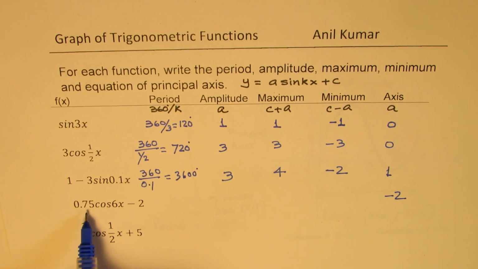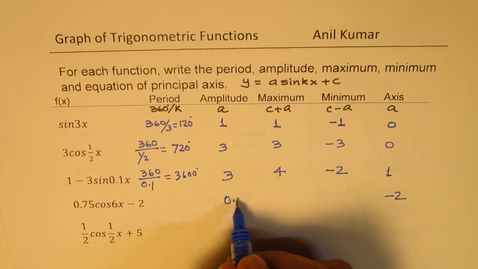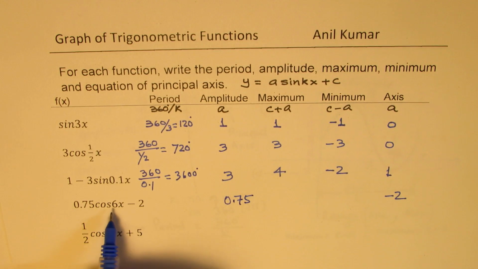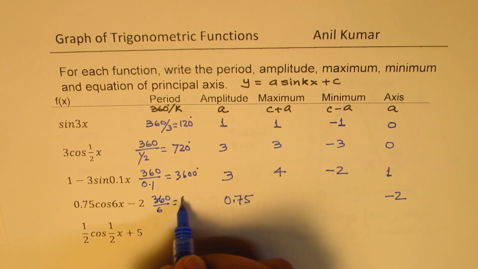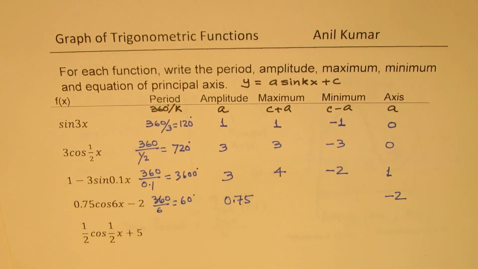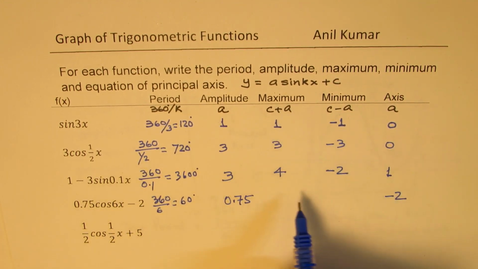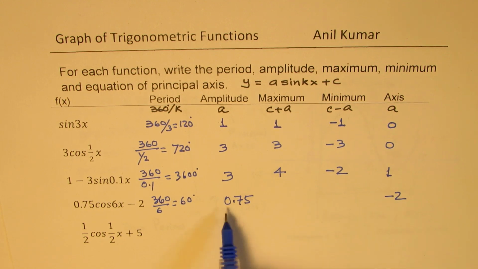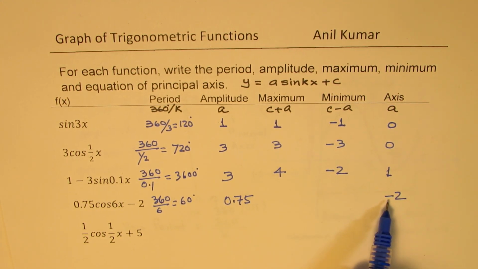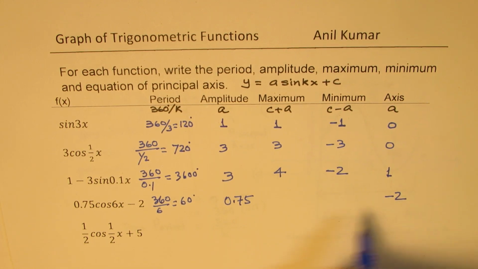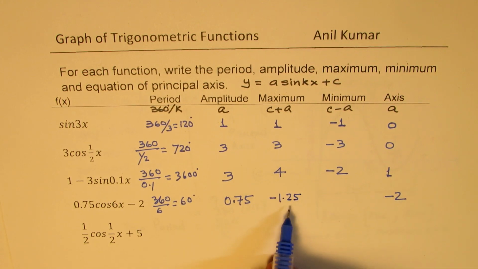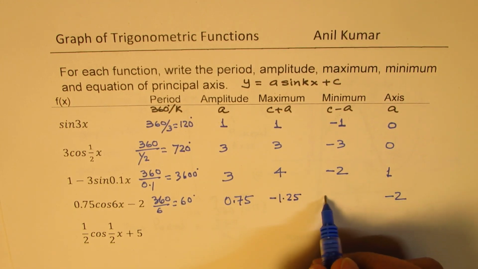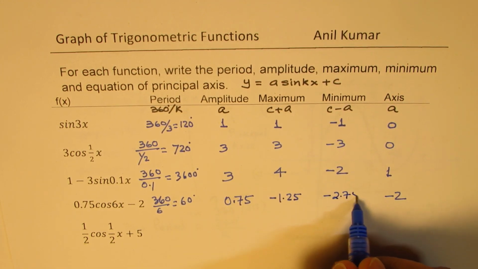In this case, minus 2 is the axis. Sign matters here. So let me write first minus 2, right? 0.75 is the amplitude. It is the positive value. 0.75. Clear? 6. So we'll divide 360 by 6. That gives us 60 degrees. That is going to be the time period. As far as the maximum minimum values, we'll add these, right? So when you add plus 0.75 to minus 2, what do you get? You get minus 1.25, correct? That is your maximum. And the minimum will be minus 2.75.